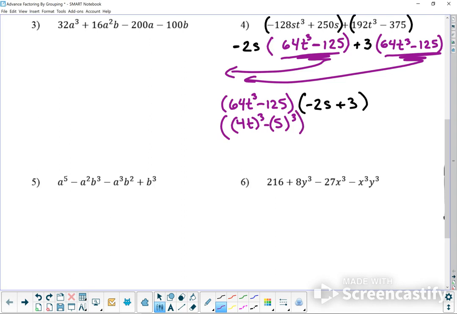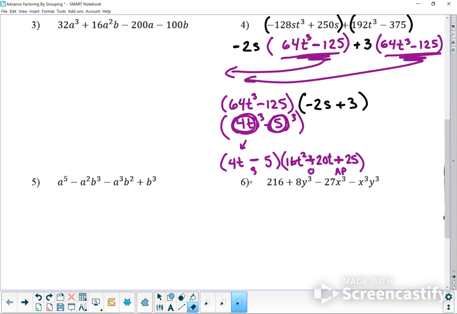Okay, so that right there, I can rewrite this. I'm going to use my SOAP because this is definitely usable because these are cubes. So SOAP: same as the minus, opposite of the minus, and always positive. So we're going to use 4t and 4t squared, which is going to be 16t squared. In the back, we're going to use 5, and then 5 squared, which is 25. And in the middle, it's going to be 4t and 5, so that's going to be 20t.